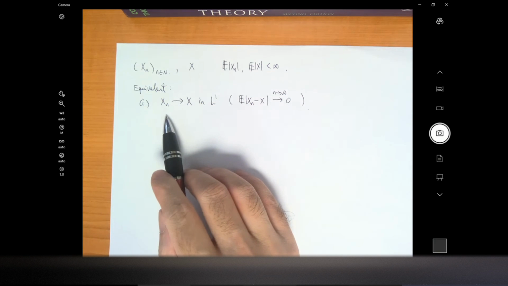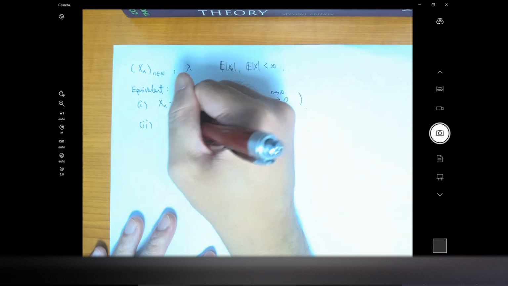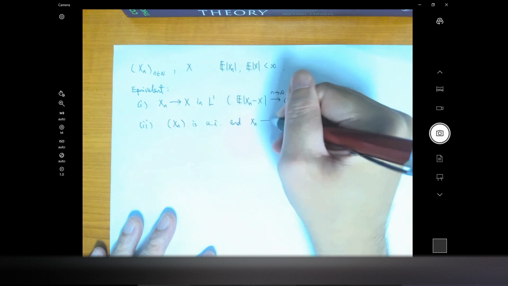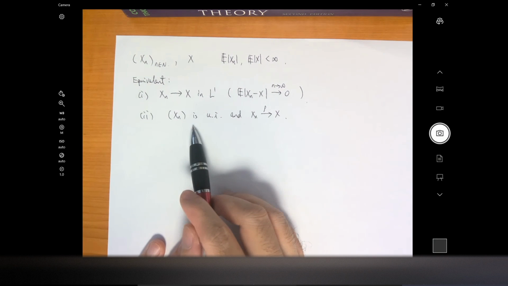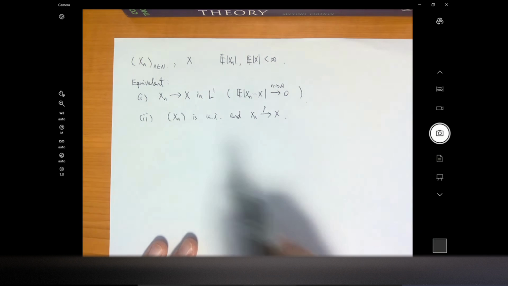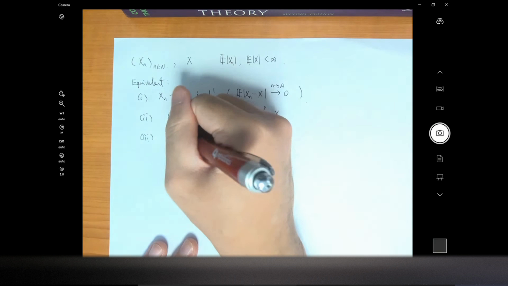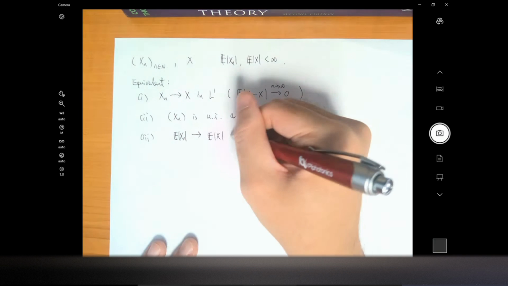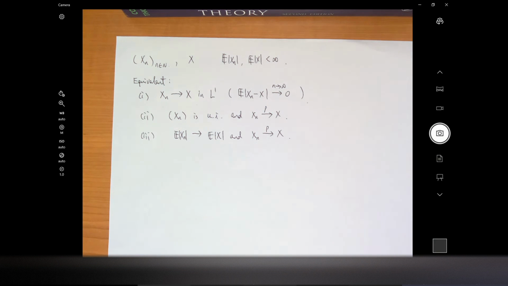Convergence in L1 is equivalent to saying that Xn is uniformly integrable and converges in probability. So if I give you a uniformly integrable sequence that also converges in probability, then you can conclude that it's converging in L1. And it's also equivalent to saying that the expectation of Xn is converging to the expectation of X, and the sequence itself is converging in probability. So all these three statements are equivalent to each other.